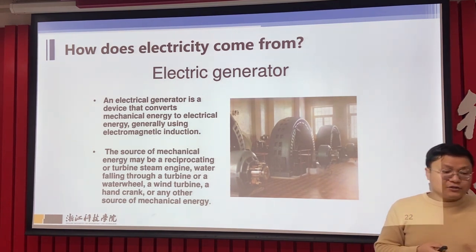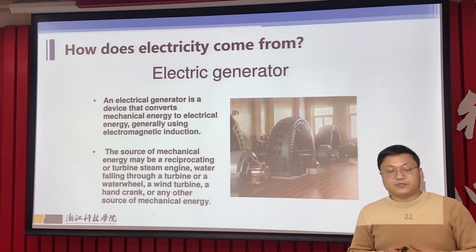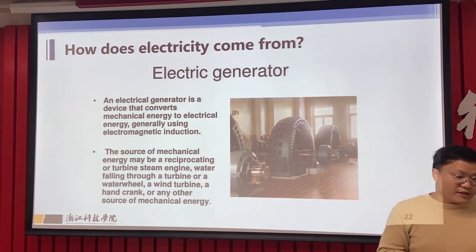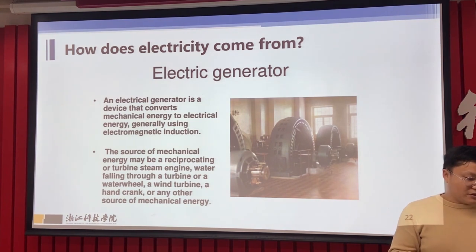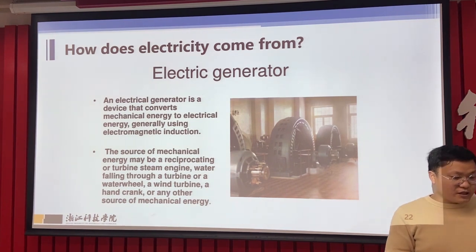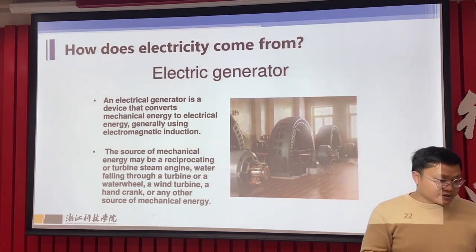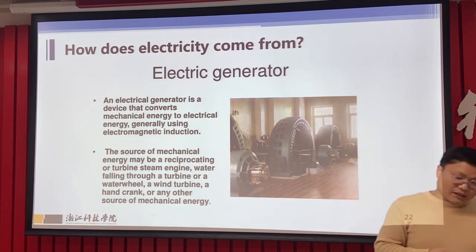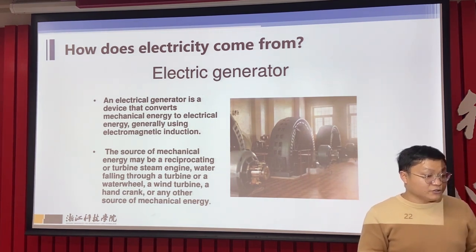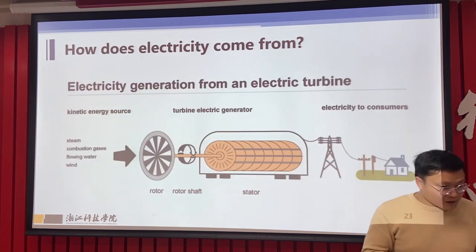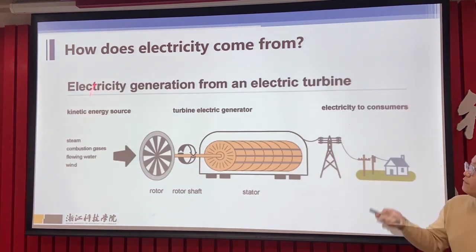We use electrical generators to produce electricity. An electrical generator is a device that converts mechanical energy to electrical energy. Generally it uses electromagnetic induction. Here is the principle of the turbine electric generator.